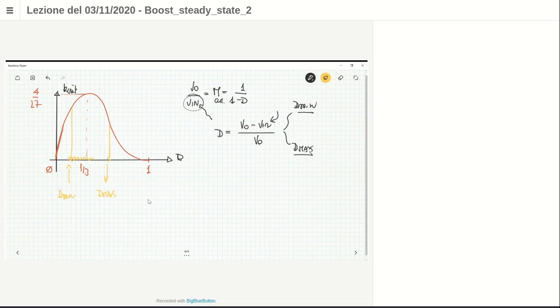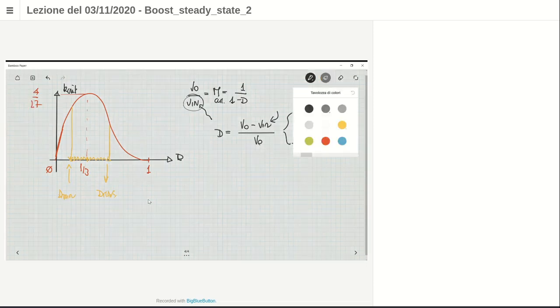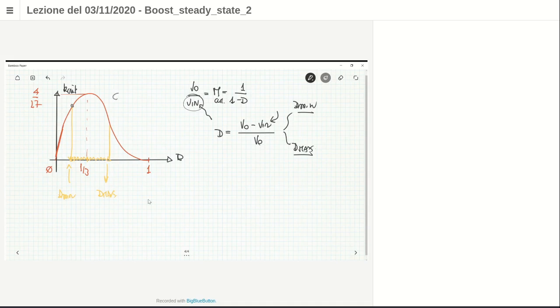As you can see here, my duty cycle variation includes the point 1/3 in which my critical function has its maximum. I want to design my inductance to be sure that for that specific duty cycle variation, in this specific range, I always operate in CCM. Remember that CCM is the region that surrounds this curve, while inside this curve you are in DCM.